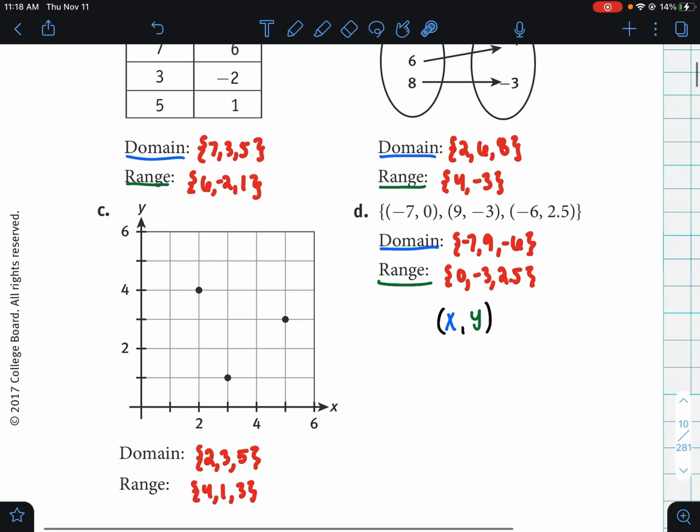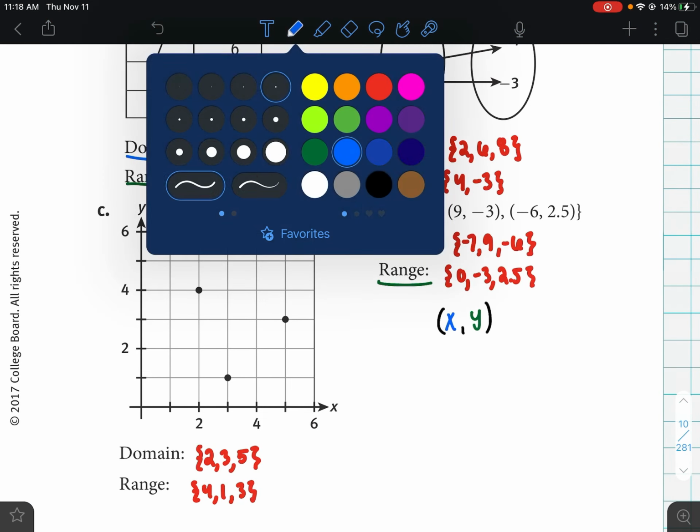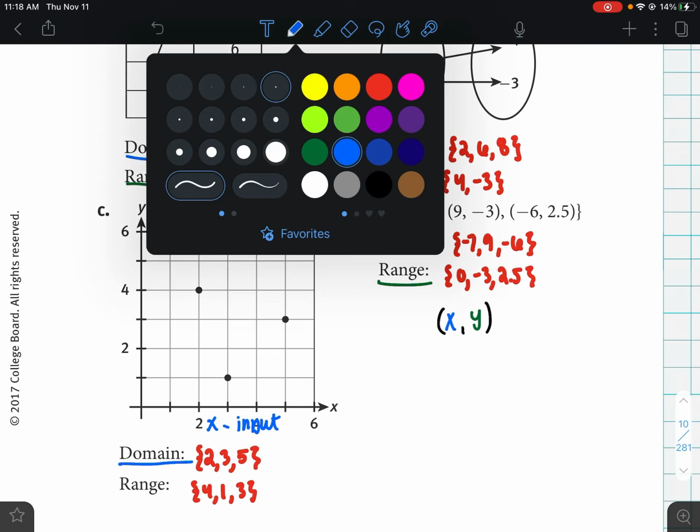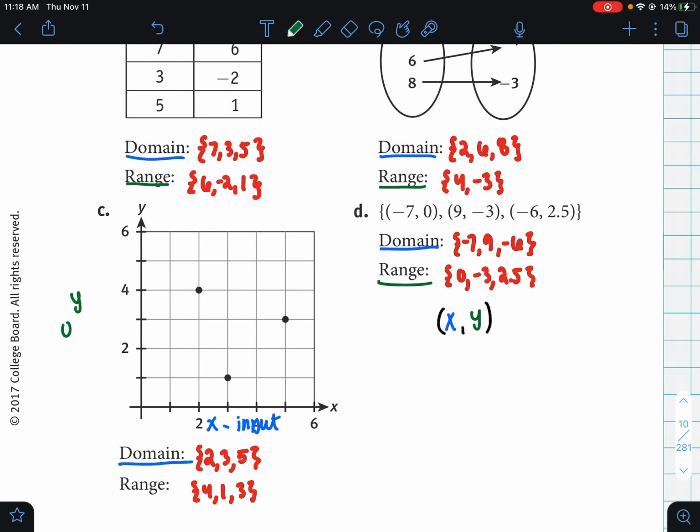Okay. For C here, it's the exact same thing. This is our x, which is our input or our domain. This is our y, which is our output, which is the range. So over here, I have an input of 2, an input of 3, and an input of 5. So my domain is the set of 2, 3, and 5. Then my range, I've got a y value at 4, at 1, and at 3. So my set is 4, 1, 3.